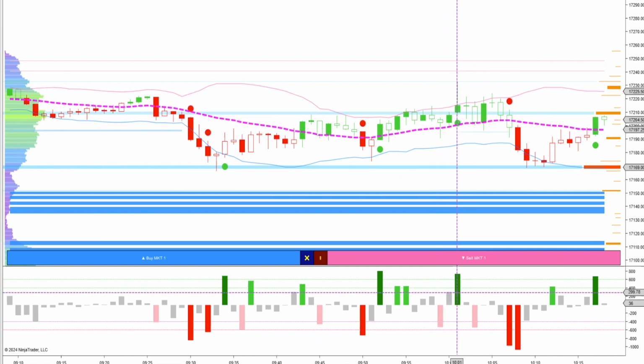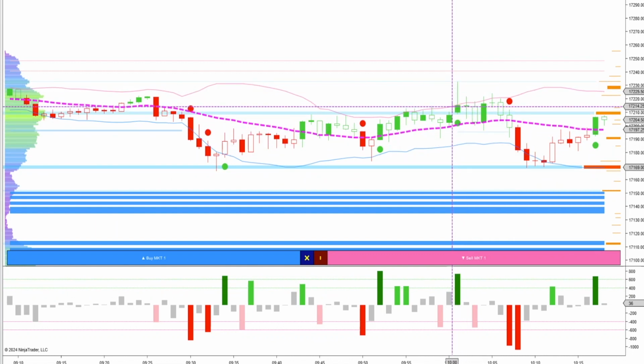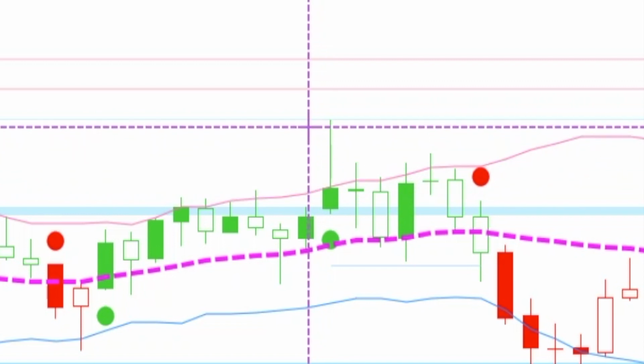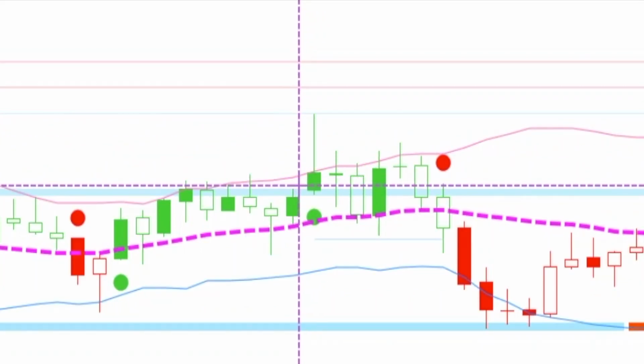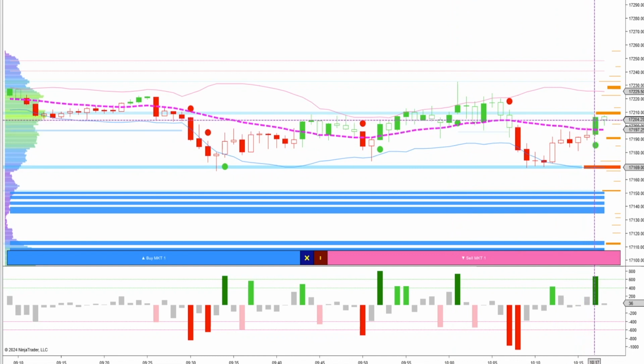Here we've got some strong bullish delta, but look at this candle. Look at the wick on the top here. This is not a candlestick that I want to take a long entry on. You know, I want my candle to look more like this. A big full-bodied green candle to the upside.